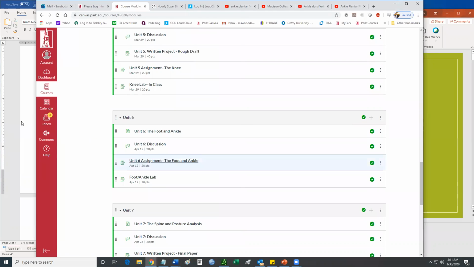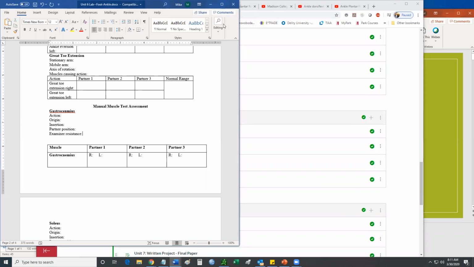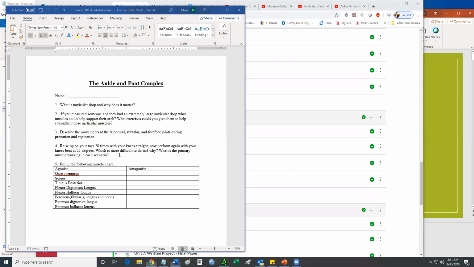And then for your assignment here, you just have these 5 questions. So navicular drop, you'll do on that. What's navicular drop? We'll talk about that a little bit today, but I'll really show you what that is on Wednesday here. And then people that have a really big navicular drop, what would you do for them? Describe the movements of the ankle joints during pronation and supination.